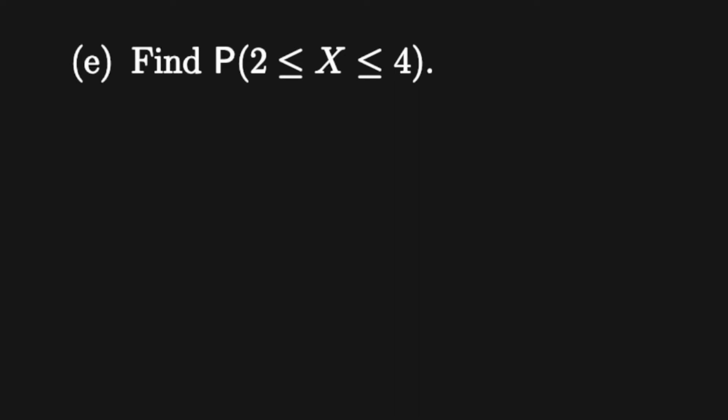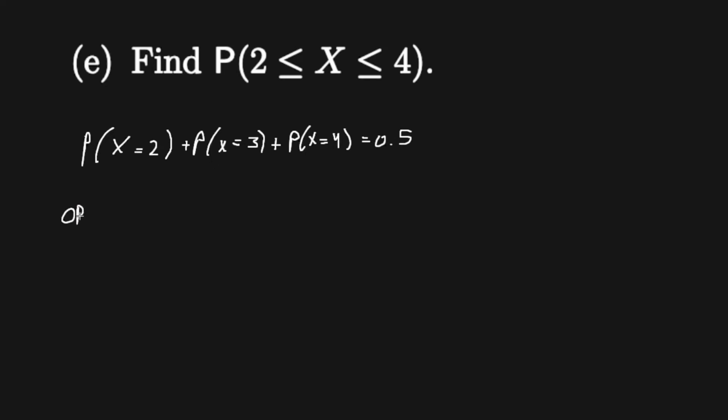Now I can move on to part E, where it says find the probability of 2 less than or equal to x less than or equal to 4, which is the probability of x is equal to 2 plus the probability of x equals 3 plus the probability of x equals 4. Now from the last graph we can see that it is 0.5.